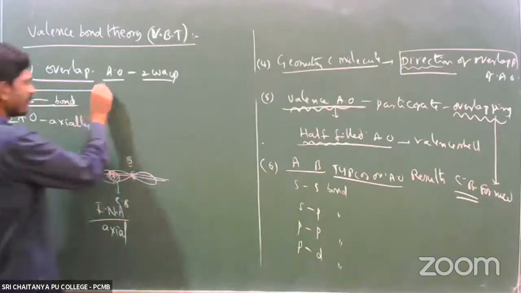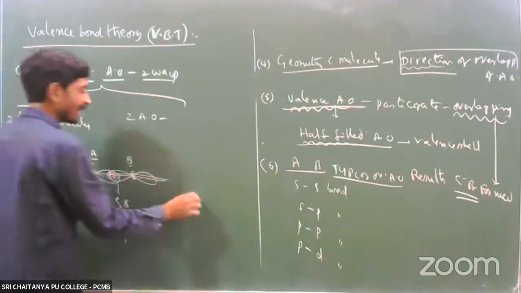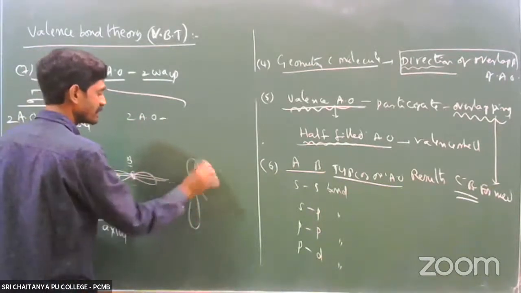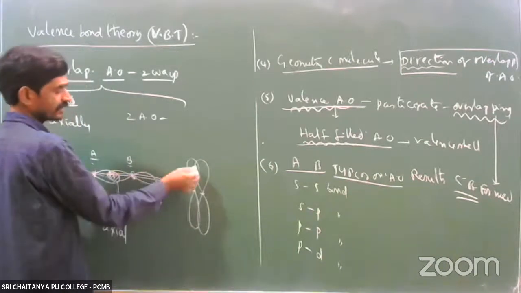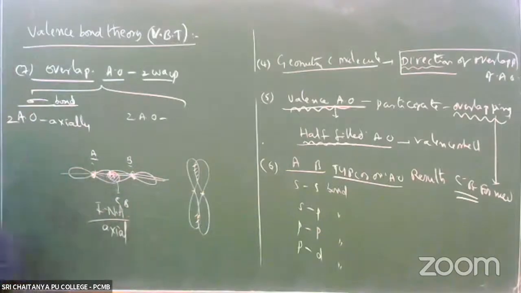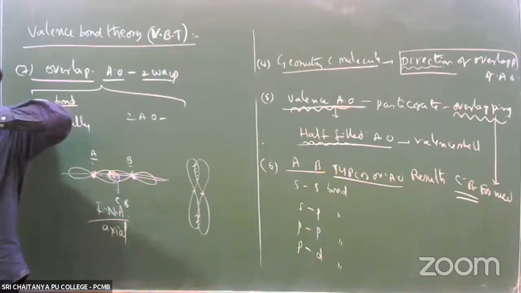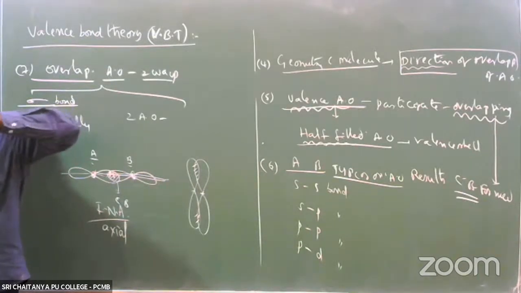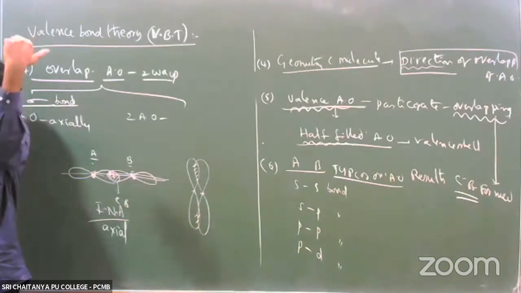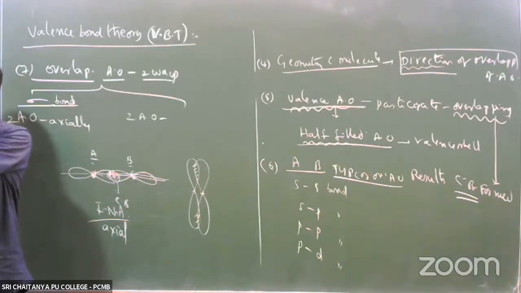The two half-filled atomic orbitals of the two atoms can also overlap laterally. This is lateral overlapping. This is the area where they get overlapped. The two atomic orbitals of the two atoms overlap like this, not along the internuclear axis. The two atomic orbitals of the two atoms overlap laterally like this. Lateral overlap, sideways overlap.